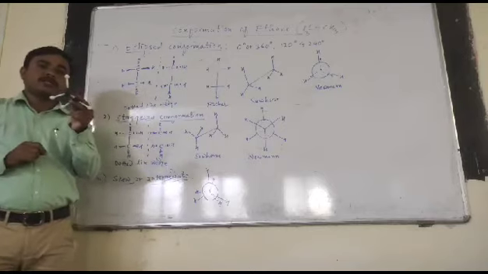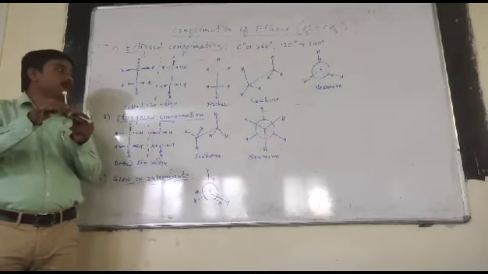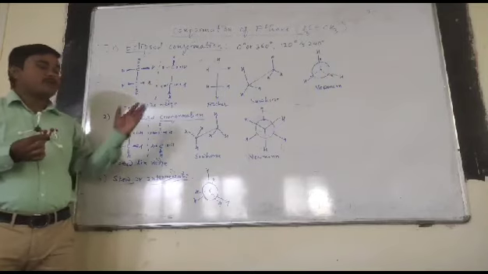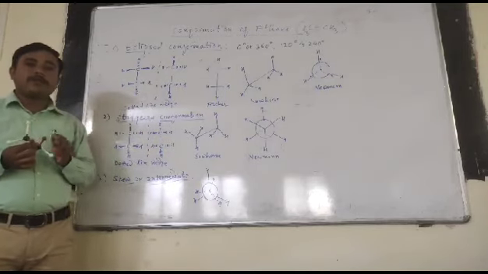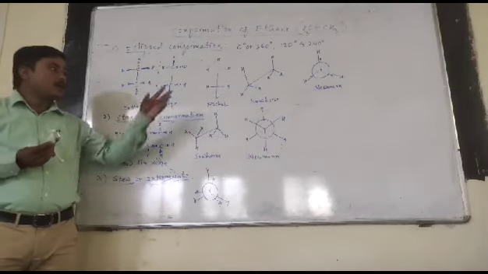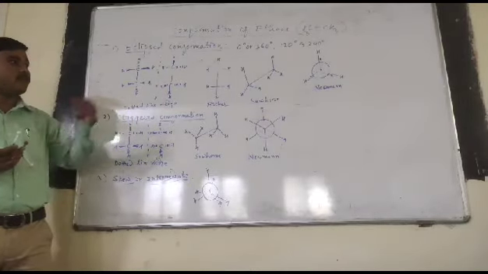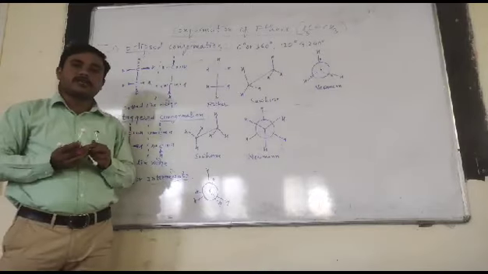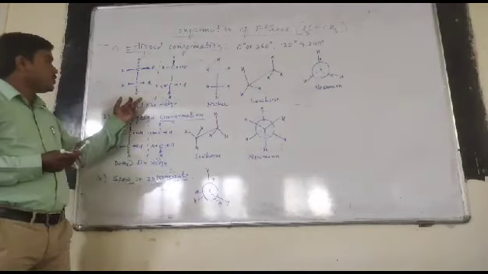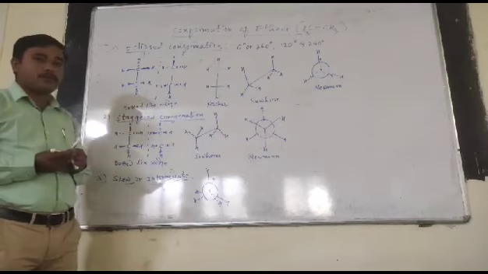These conformations can be represented using four projection formulas. The first one is the dotted line wedge projection formula, the second one is Fischer, the third one is Sawhorse, and the fourth one is Newman projection formula. Again, let us see them one by one. First, the dotted line wedge projection formula.